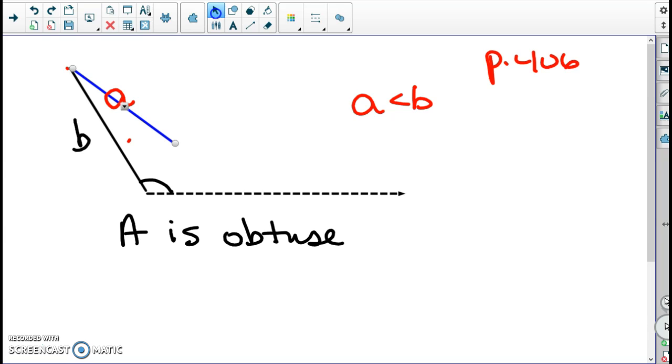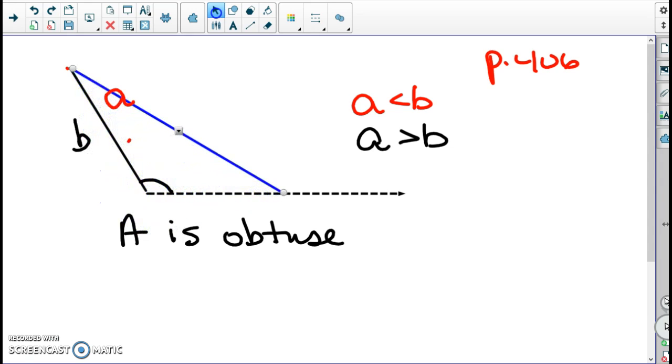Second case for the obtuse angle, we have A greater than B, and with A being obtuse, we know that we can't swing back over here. If A is greater than B, here's B, we're going to make it bigger. A needs to stay obtuse, so we can't come over here. That would create an acute angle at A. We need to stay over here.